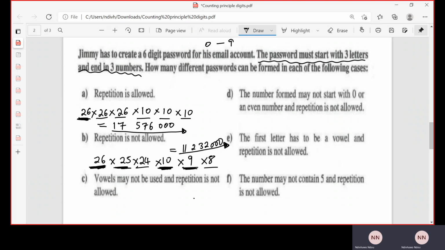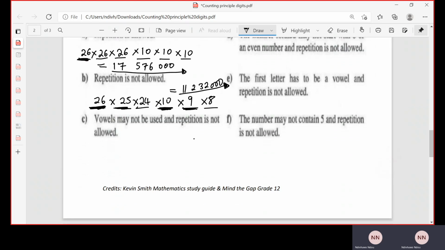Quite a lot. It's actually a lot. Okay, let's move to C.